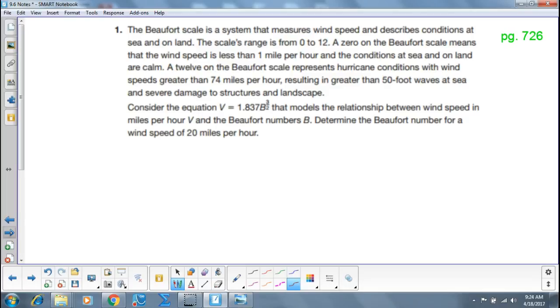Consider the equation V equals 1.837b to the 3/2 power.